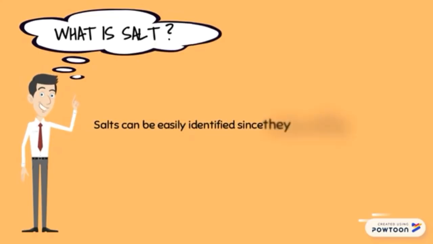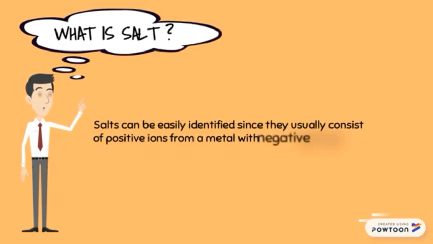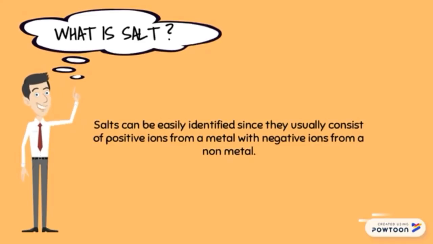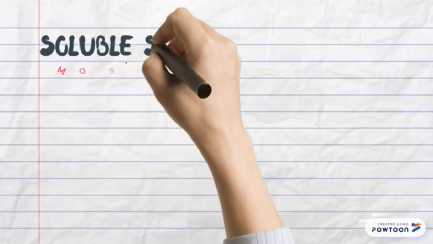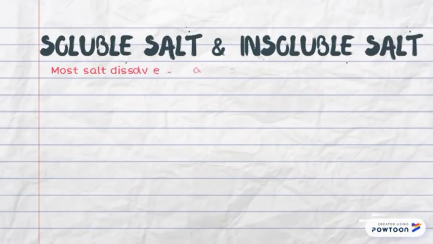Salts can be easily identified since they usually consist of positive ions from a metal with negative ions from a non-metal. Most salts dissolve, but not all. The general rules for predicting the solubility of salt in water.